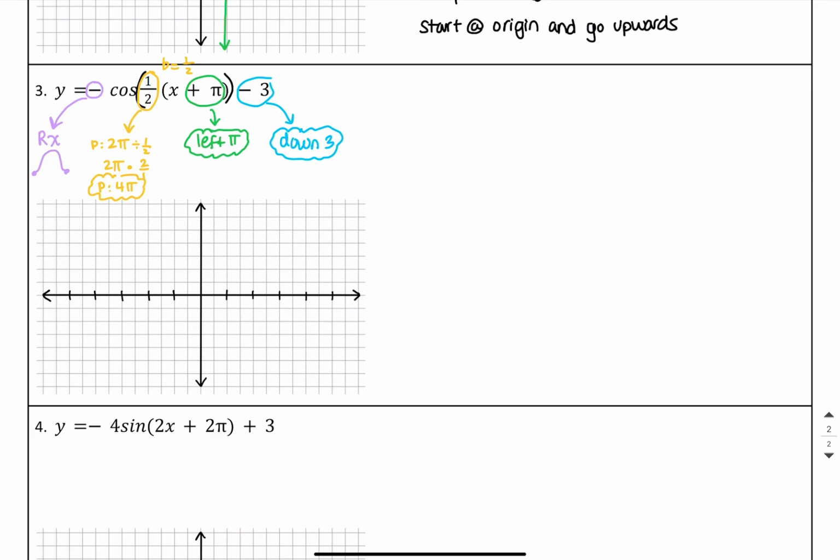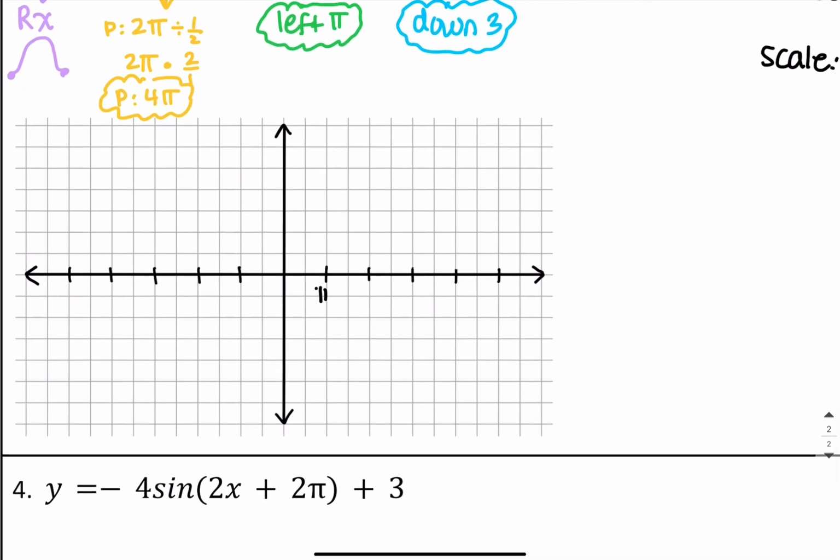So the first thing I'm going to start with is the period is 4 pi, which means I'm going to count by 4 pi over 4, or pi. And that's easy. The scale is going to be pi, then 2 pi, then 3 pi, then 4 pi, then 5 pi, etc. So I'm going to put that on my graph here. I have pi and 2 pi and 3 pi, 4 pi, 5 pi, 6 pi, and same in the other direction, except negative 4 pi, negative 5 pi, and negative 6 pi.